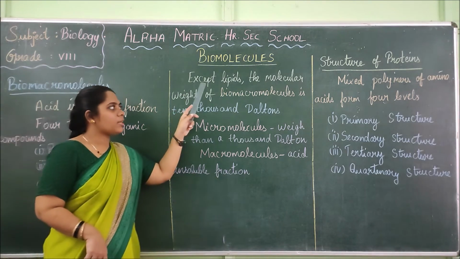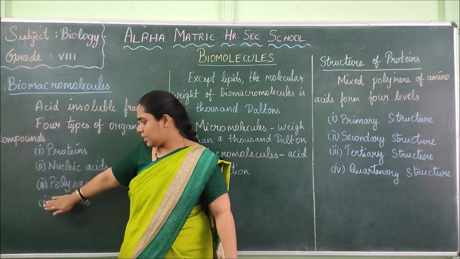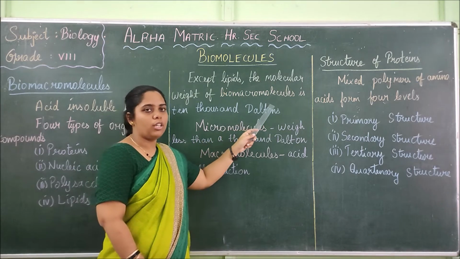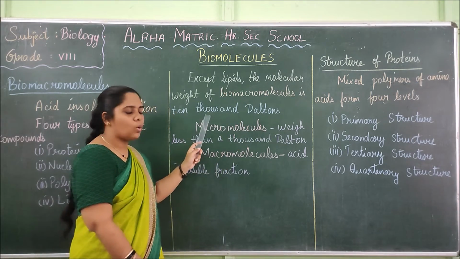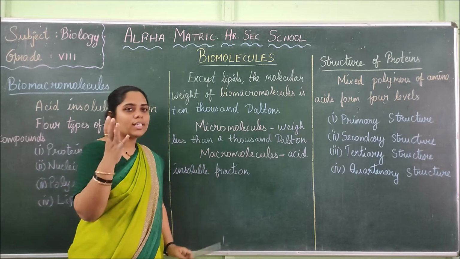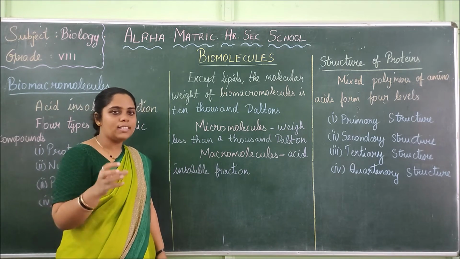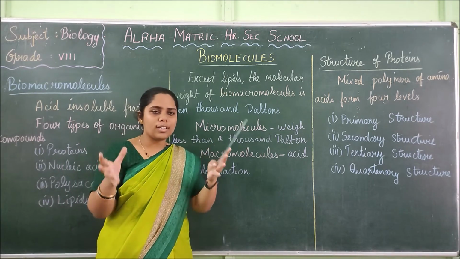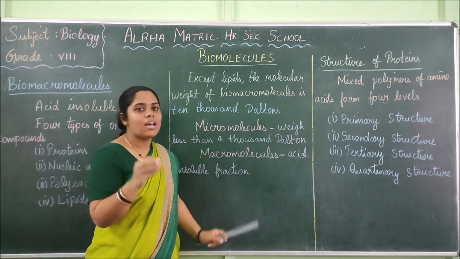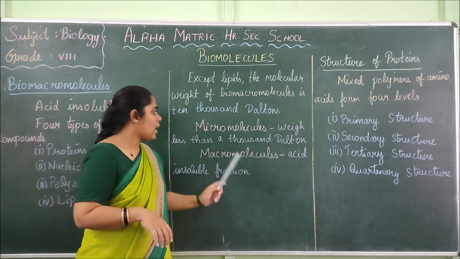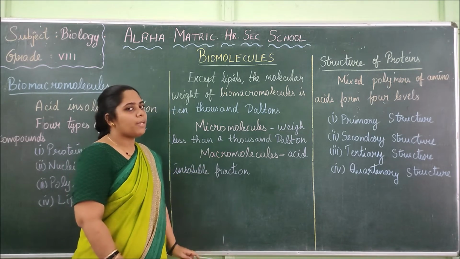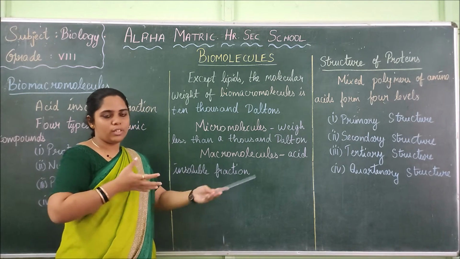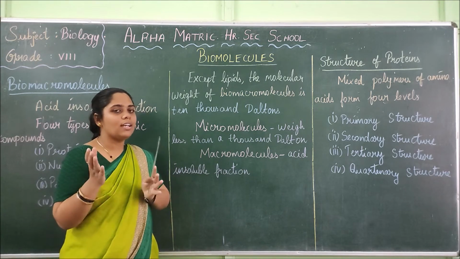Next, except lipids, so leave the lipids alone, the other three components are bio-macromolecules with a molecular weight of around 10,000 daltons. That is a very huge size. That is why they are called bio-macromolecules. And next is micromolecules. Micromolecules weigh less than 1000 daltons. It is a lesser weight, very much lesser compared to macro.